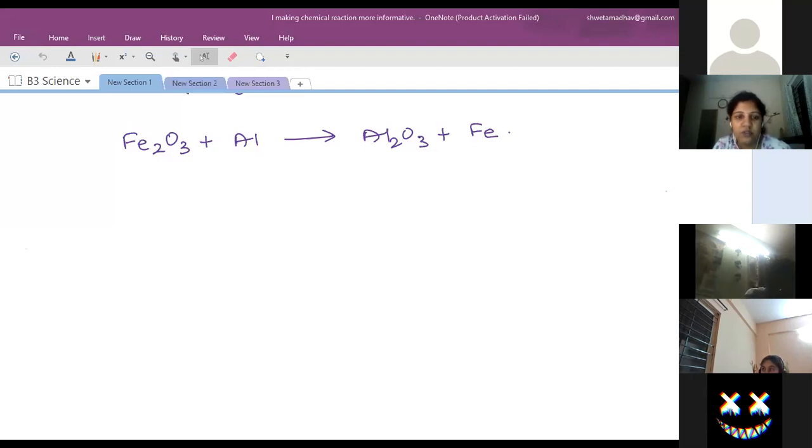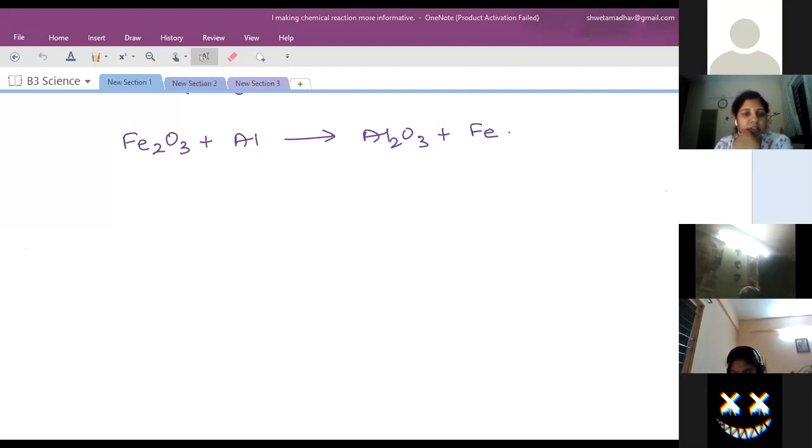Lemon juice is added gradually to potassium permanganate solution. Acid is added to potassium permanganate. It loses color, its color disappears. So, change in color.